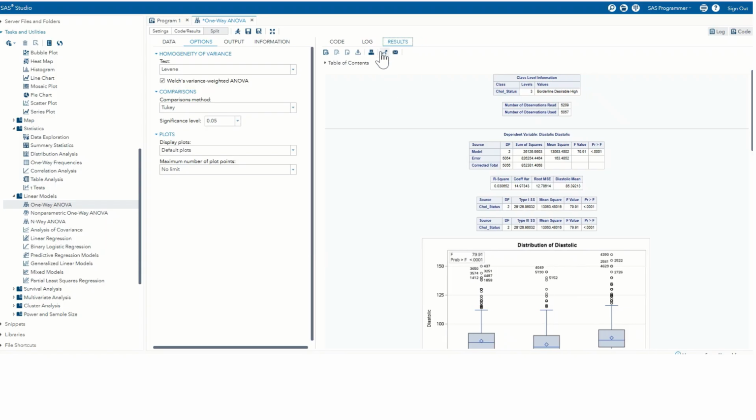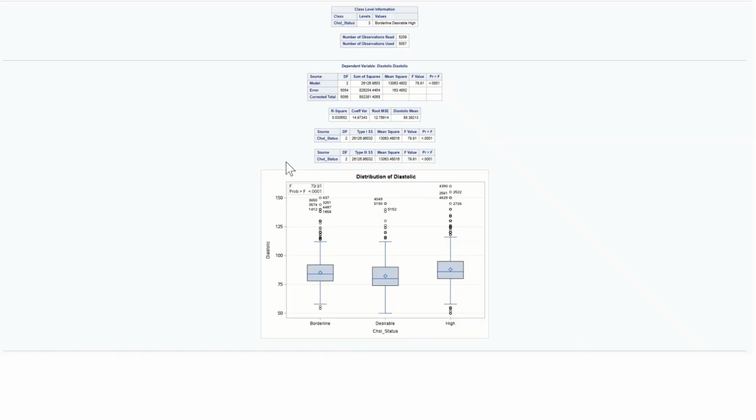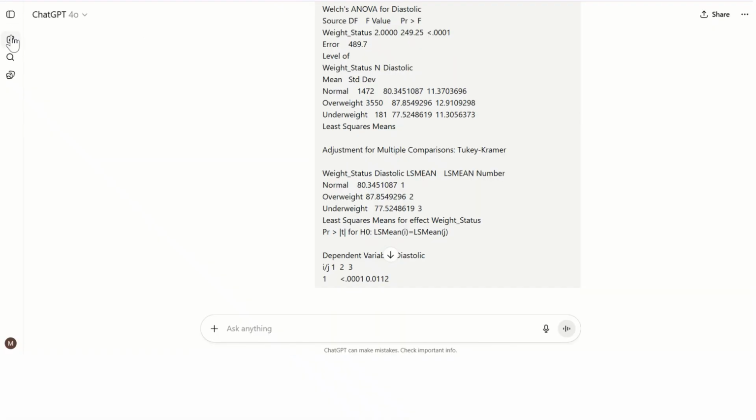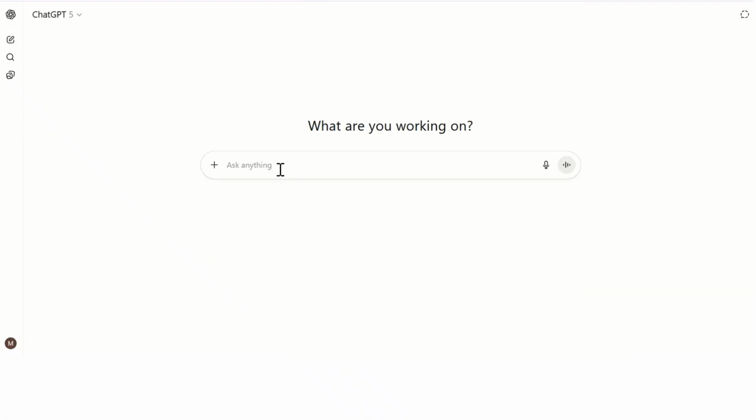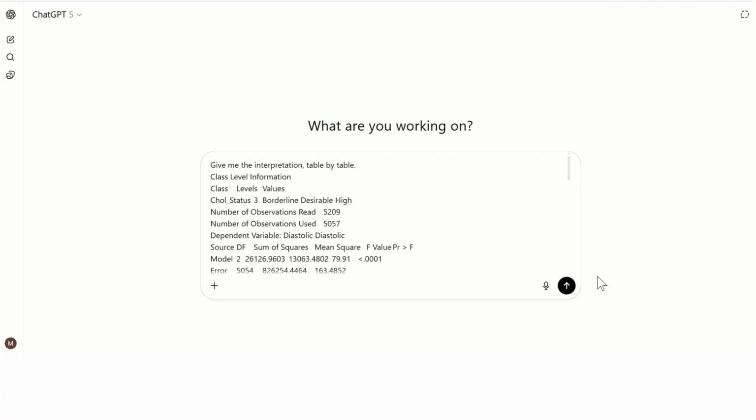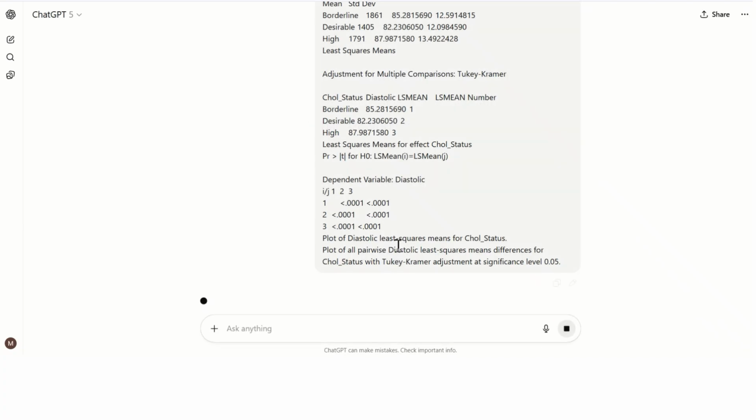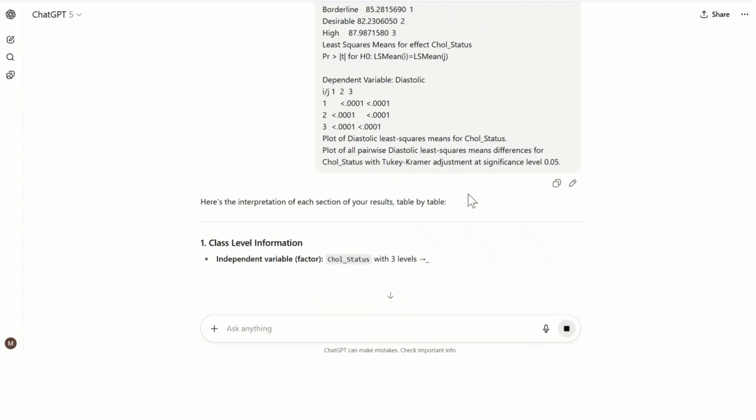Okay, so here are our results. I'm going to copy all of them and paste them in ChatGPT. Maybe I will ask it to give me the interpretation table by table. Give me the interpretation table by table. Control V, I have pasted all my results. Okay, let's see what ChatGPT gives us.